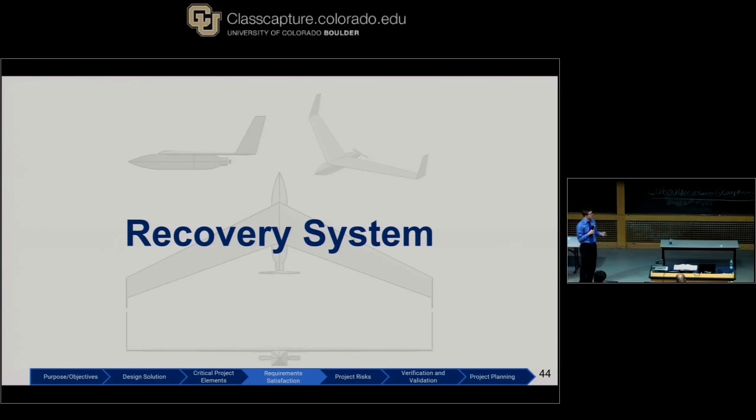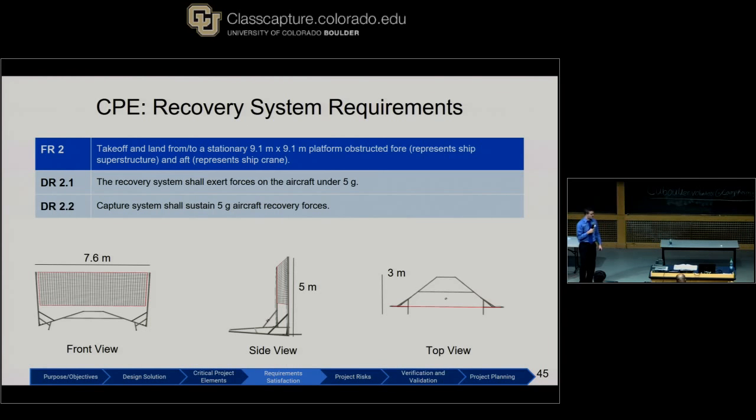Next is the recovery system. Similar to the launch system, the recovery system driving design requirement was functional requirement 2 and its associated derived requirements. Please take note that the net is 7.6 meters wide, which is more than double the wingspan of our aircraft.